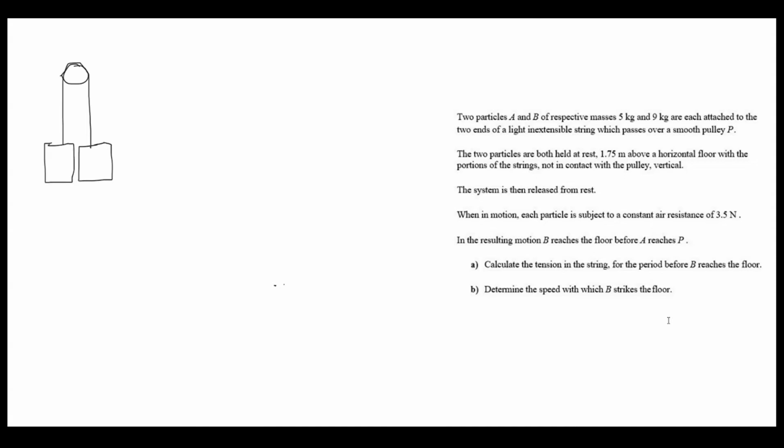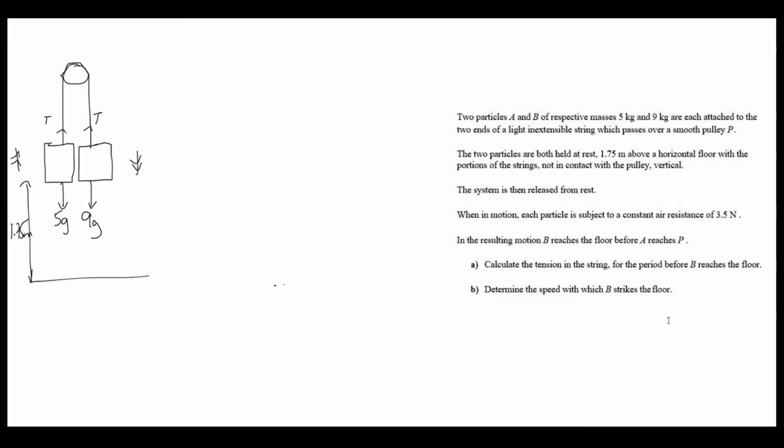One of them has a mass of 5 kilograms, so the weight is 5g. And the other has a mass of 9 kilograms, so the weight is 9g. They are 1.75 meters away from the ground. I'm going to start by indicating the direction each of these particles will be moving in. The 9 kilogram particle, so that's B, is going to move down when we release this system, while the 5 kilogram particle is going to move up. So we know what's going to happen with each of these.